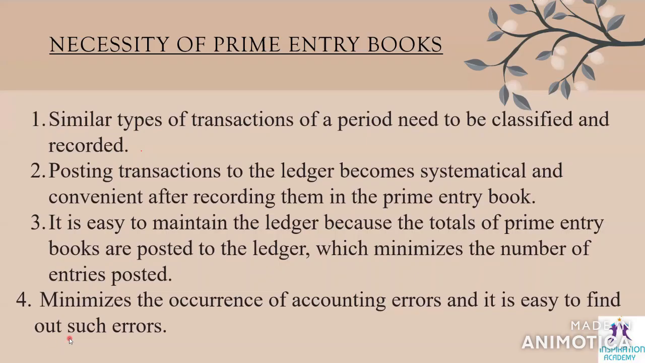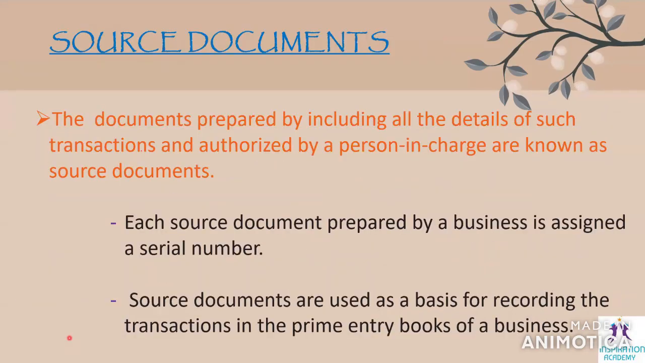Then moving on. Necessity of source documents, right? Next we will be discussing source documents. Source documents are documents prepared including all the details of a certain transaction, and authorized by a person in charge, right? Each source document prepared by a business is assigned a serial number. Imagine 1, 2, 3, right? Like that, it has a serial number, maybe more than 2 or 3 digits. Source documents are used as a basis for recording the transactions in the prime entry book.